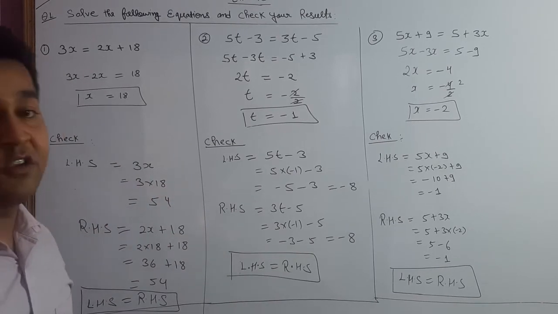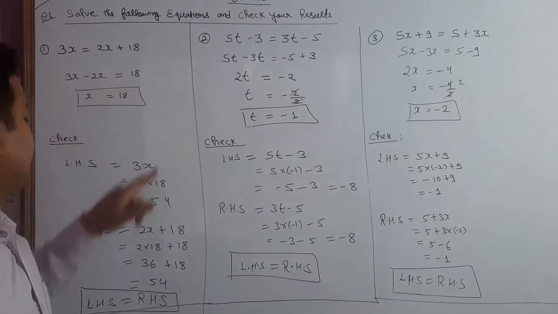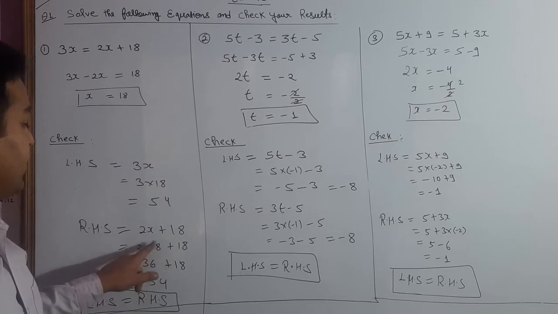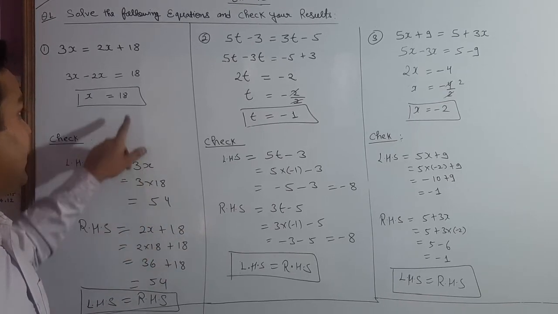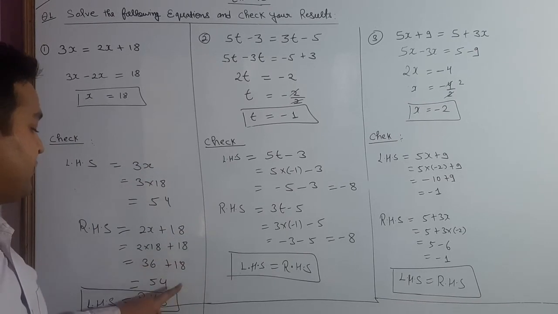Now you have to check your right hand side. What is the right hand side? 2x plus 18 you write here. Then 2 into the value of x, which you get here, 18. Just write 18 here plus 18. Then 18 into 2 is 36, plus 18, then 54.